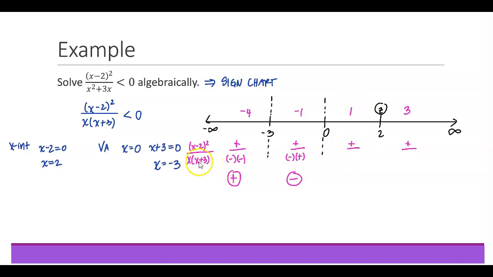And if I plug in 1, I'm going to get a positive and a positive. 1 times 4, so I'm going to get a positive and a positive. That is a positive overall. And if I plug in 3, I still have positive. So positive 3 and positive 6. So overall positive. Now we have to think about, well, what did we want?